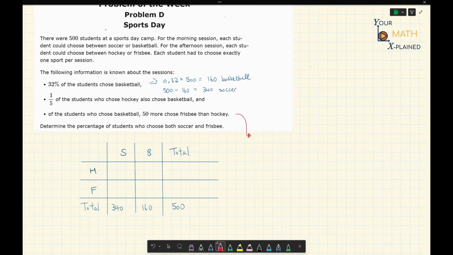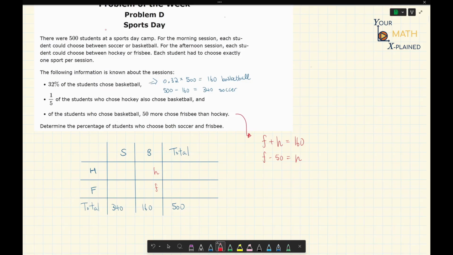If we know that f plus h, so I'm using lowercase f and lowercase h here to represent these two spots, they add up to 160 students. So I'll have f plus h equals 160. Alternatively, I also know that 50 more chose frisbee than hockey. So that tells me f minus 50 is equal to h. So I've got a system of equations.